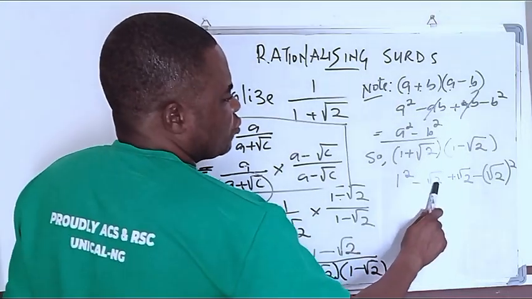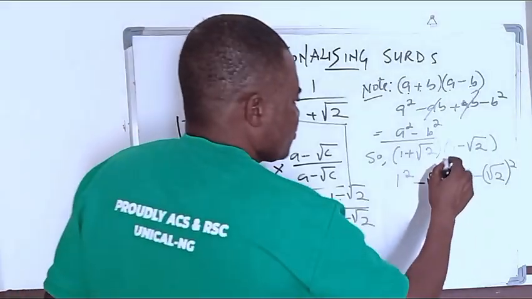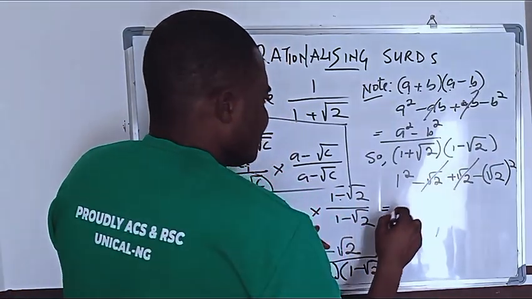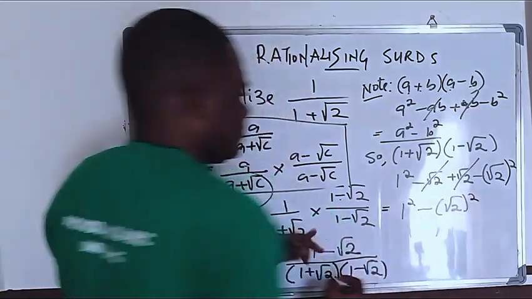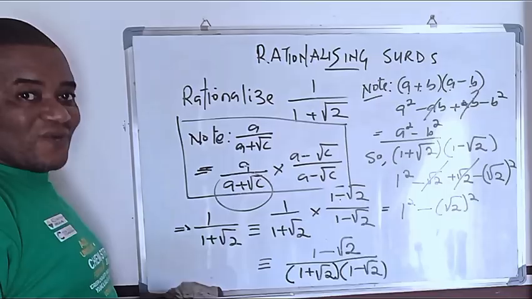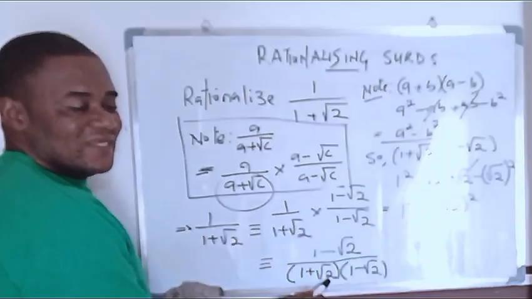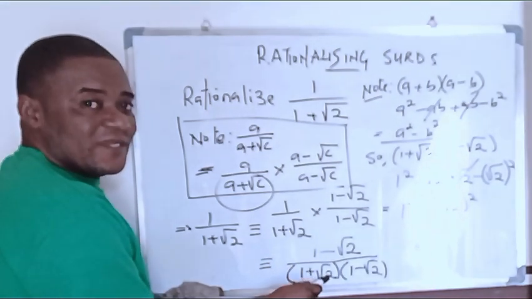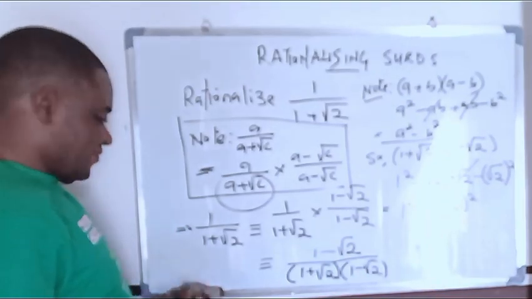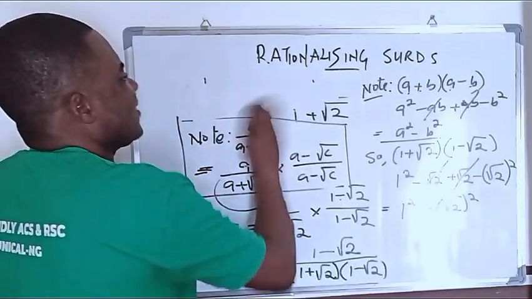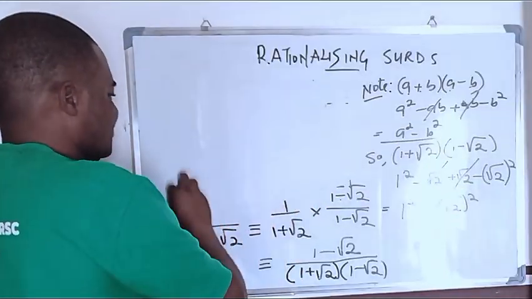So, since this is minus root 2 plus root 2, the same numbers with opposite signs, we cancel them out. So we will eventually be having 1 squared minus root 2 squared. That's what we're going to have. Now, here, we have been able to solve the denominator. So we now place the numerator over the denominator. So we place this over this. Let's see how that works.